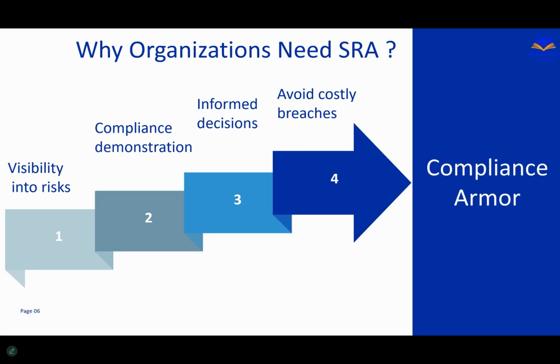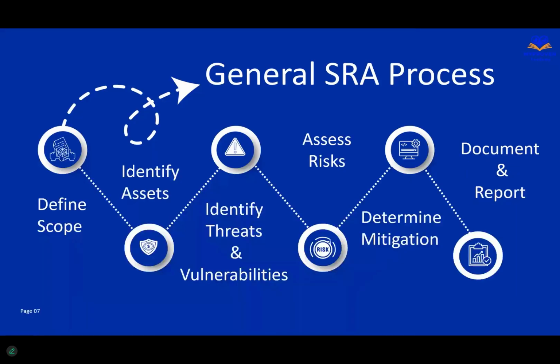So SRA gives organizations visibility into their risk landscape. It helps them make informed decisions and also demonstrate what we call due diligence to regulators. All right. So, how do we do it, right? That's the most important thing. So, let's look at the general process of a security risk assessment. It follows about six steps, right?